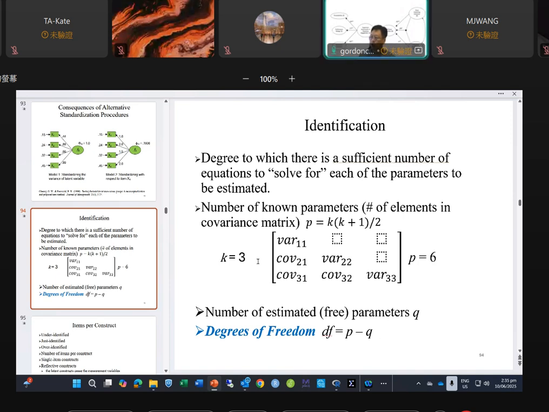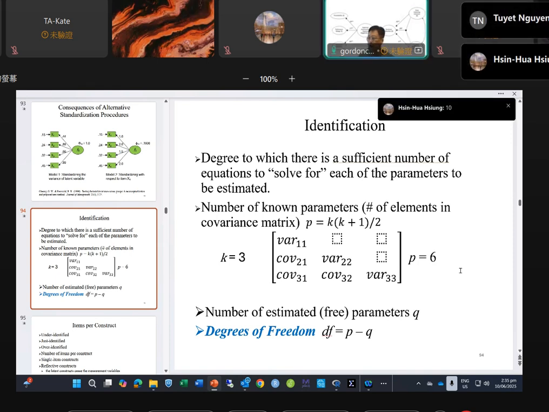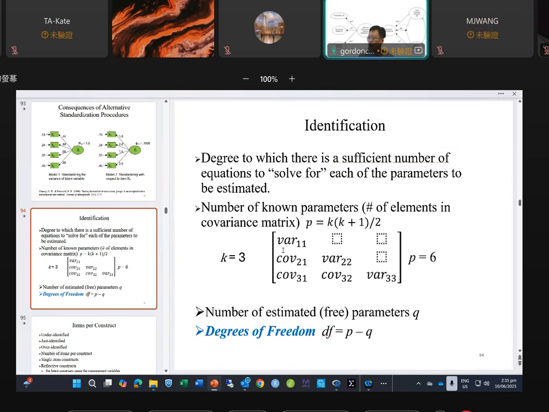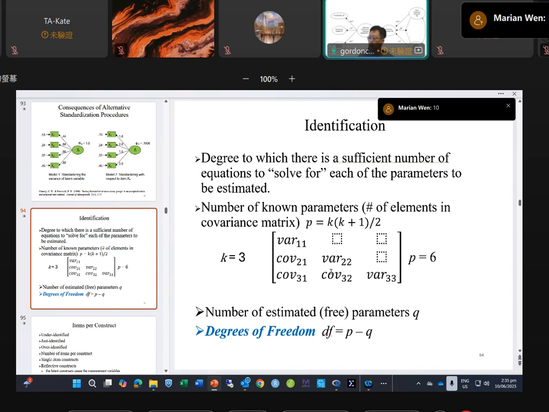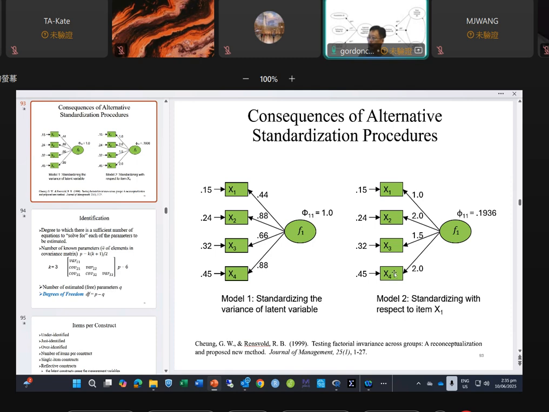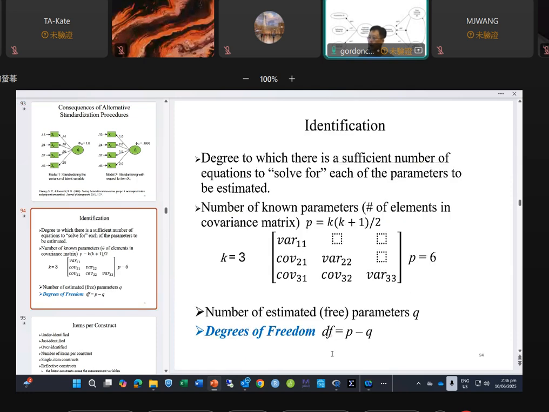Now, let me ask you a question. If k equals 4, what is p? If k equals 4, how many known parameters do we have here? Ten. Good. Okay, 10. You can either expand this, so we have 4 variances and 6 covariances, or you can plug it into this equation. So p equals 10, q equals 8. So the degrees of freedom equals 2. Do you get it? Do you know how to calculate it now?